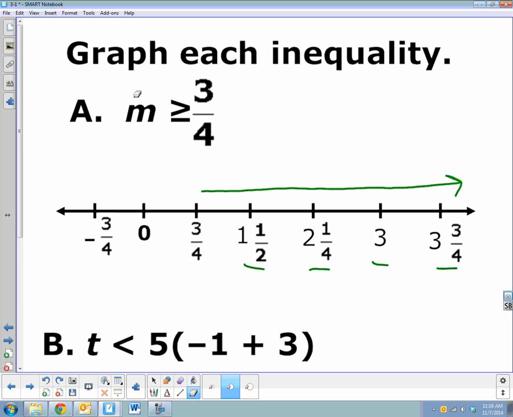So we're going to have an infinite number of answers for this problem, because m could be anything greater than 3/4. I'm spending a lot of time on this explanation, so you get it.